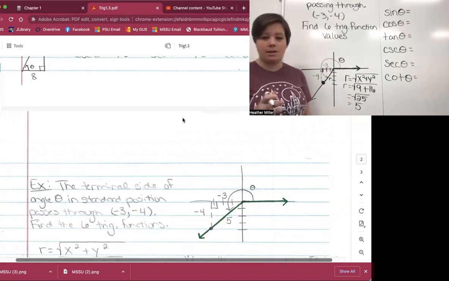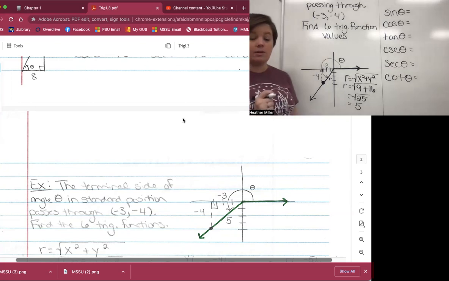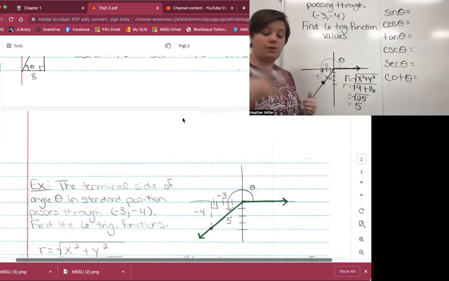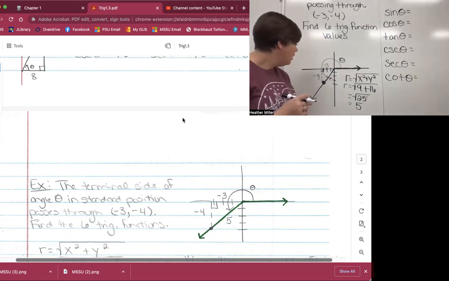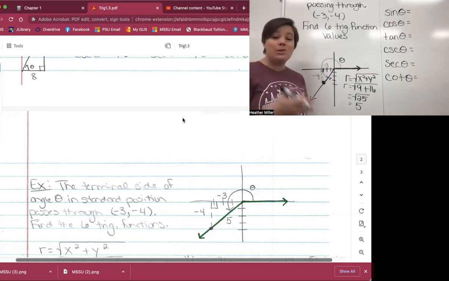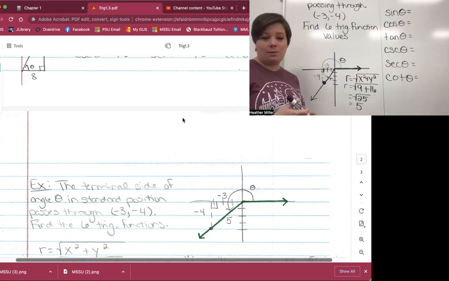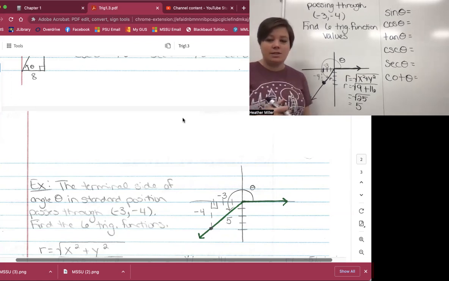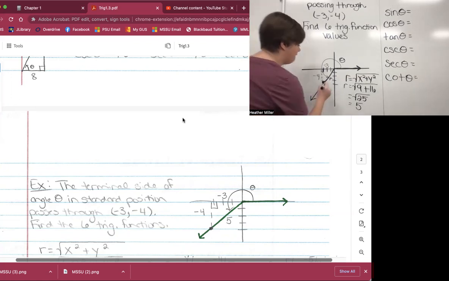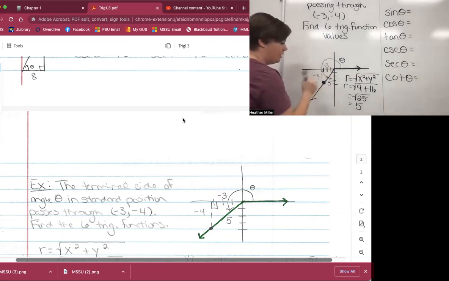Now, some of you might be saying, well, wait a second, when we take the square root of a number, there's a positive and a negative. And you are absolutely correct. I'm so glad you remember that from college algebra. But when we talk about distances, we don't talk about negative distances like that. So we're going to think of it just in terms of the positive number. So in this case, our r is 5. So we have -3, -4, and then our r is a +5.